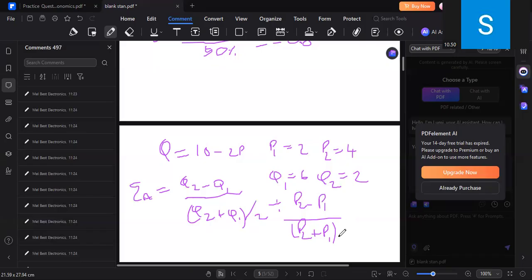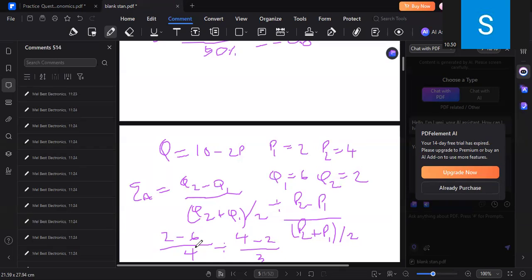So in this case, we calculate. Q2 minus Q1, that is 2 minus 6, over 2 plus 6 divided by 2. That is 8 divided by 2, which is 4. Divided by P2 minus P1, so 4 minus 2, divided by the average of this one. 4 plus 2 is 6. 6 divided by 2 is what? 3.